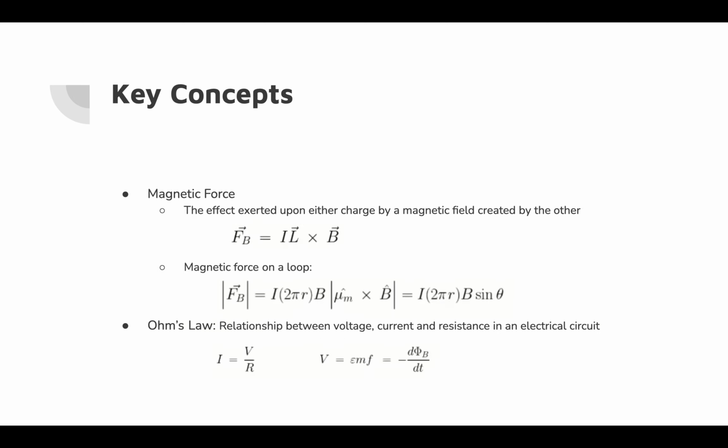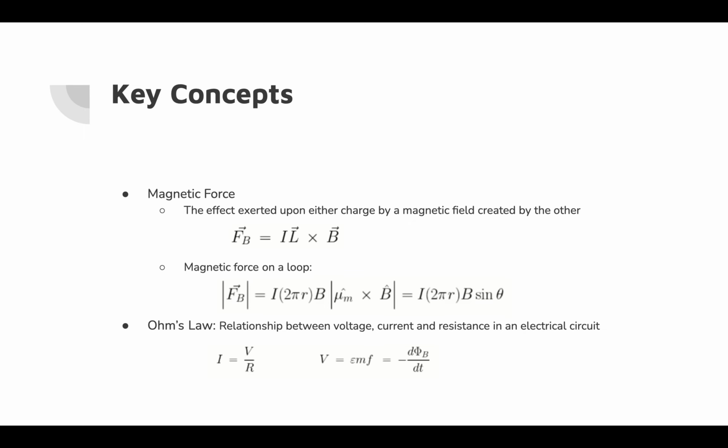Other key concepts include magnetic force, which is the effect exerted upon either charge by a magnetic field created by the other, which is illustrated by IL cross B, and the magnetic force of the loop is IL cross B, where L is 2 pi r, and Ohm's law, which demonstrates the relationship between voltage, current, and resistance in an electrical circuit.